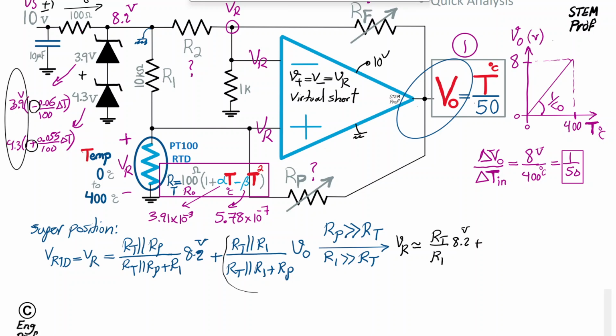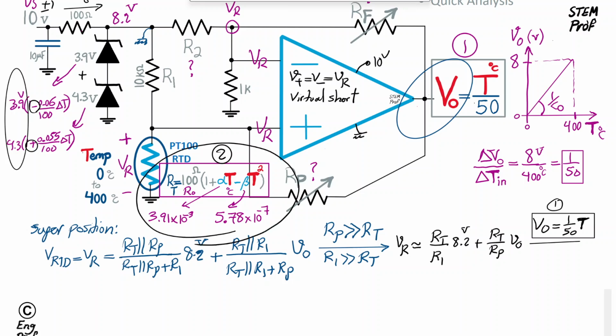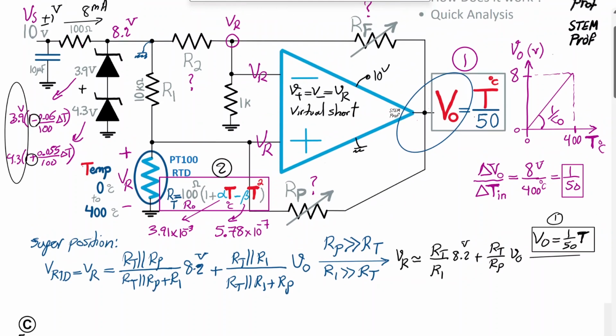And the other one, this thing here, effectively becomes RT over RP times V out. And remember, V out from equation 1 is simply 1 over 50 times temperature. So that's equation 1 we had. And let's also name this RT as equation 2 here, the equation for the resistor of the RTD resistor or temperature sensor. So with that said, I can substitute V out using what we have here.